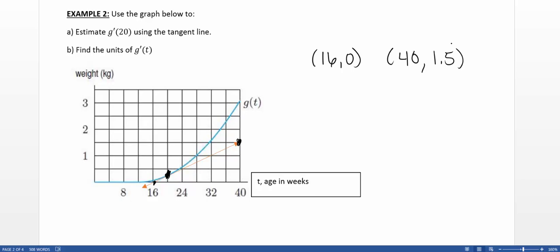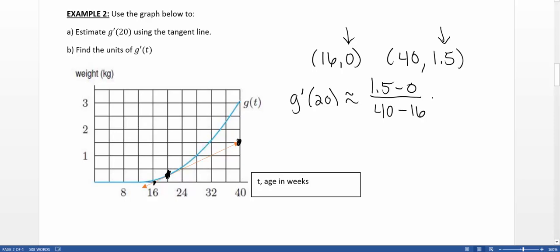Once you have the points on your line, we can approximate the derivative at 20 by doing the change in y over the change in x. So remember, our y values are the second values here. So I'm going to do 1.5 minus 0 divided by 40 minus 16. And that's going to give me 0.0625.